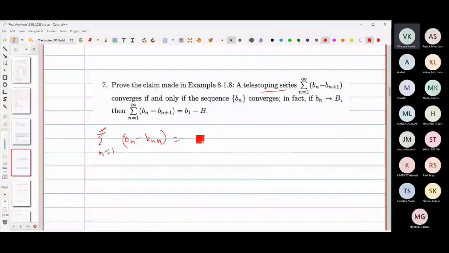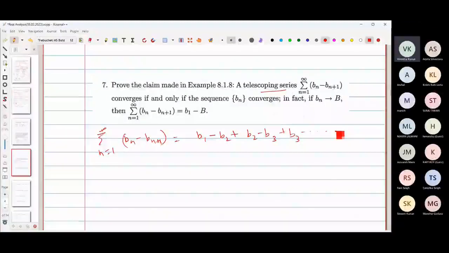If we expand it, the first term is b1 minus b2, plus the second term b2 minus b3, plus b3, and we continue, and the last term is going to be bn plus 1. So these positive and negative terms together make 0. Ultimately we will get b1 minus bn plus 1. Fine, so this is the sum of this series.